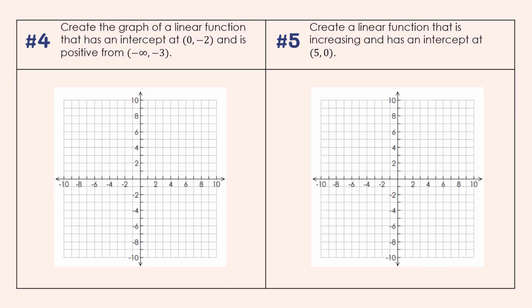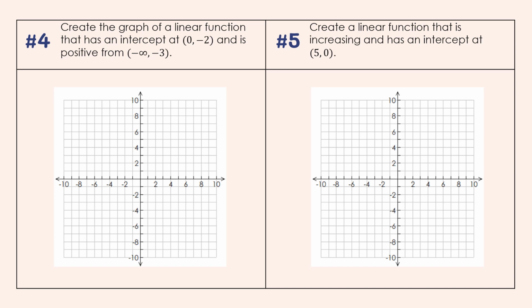All right, the last two problems, I'm giving you a description and you are going to draw the graph. Some of these must be done in an exact way, and some of them you have a little bit of flexibility. It just depends on how specific the description is. So for number 4, it says create the graph of a linear function that has an intercept at 0, -2, and is positive from negative infinity to -3.